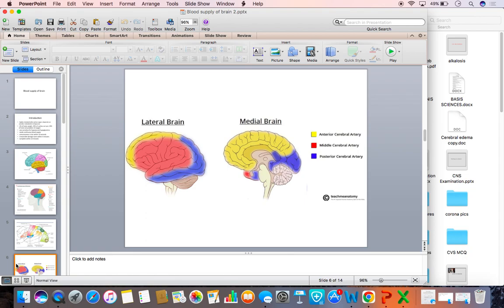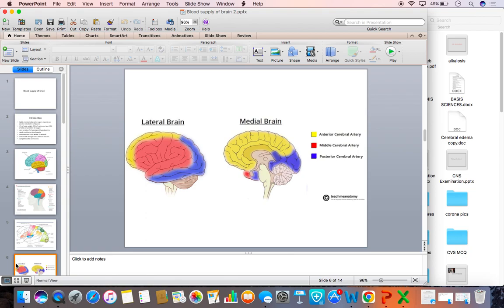And yellow color is the anterior cerebral artery territory. That means the anterior cerebral artery supplies the most medial surface of the brain, besides a part on the superior surface of the frontal and the parietal lobes.